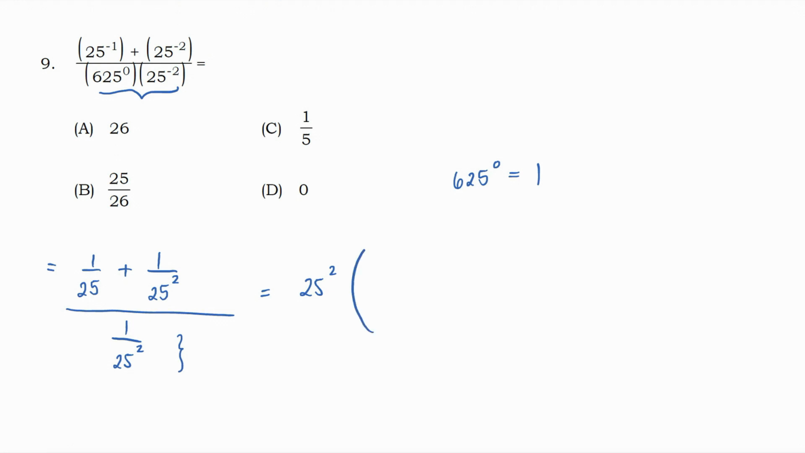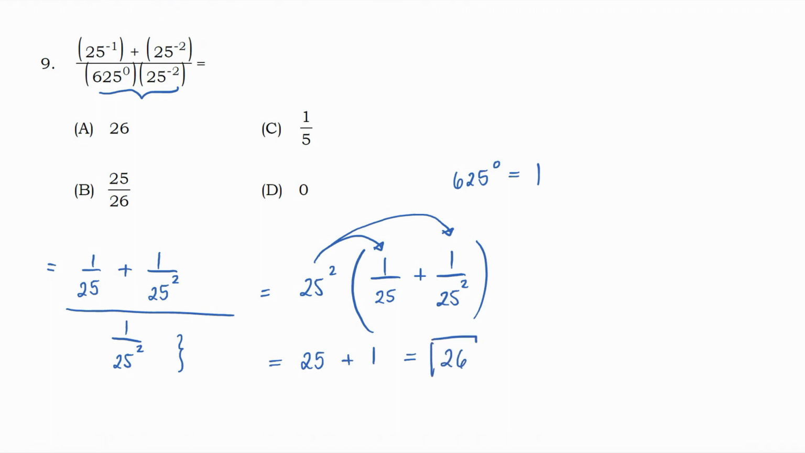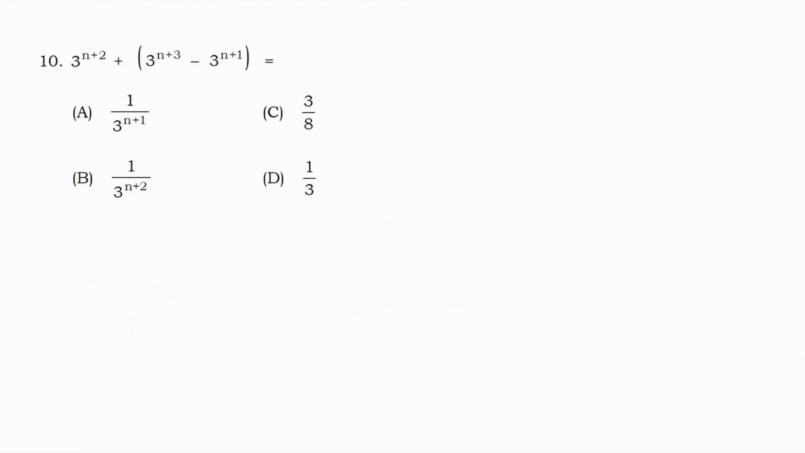And then, i-multiply mo sa numerator, 1 over 25 plus 1 over 25 squared. And then, i-distribute mo yung 25 squared. 25 squared times 1 over 25 is 25, kasi makakancel na yung 25. Then, 25 squared over 25 squared is also equal to 1. Diba? So, you will have an answer of 26. So, this one is the final answer. Letter A. Number 10, we're given this equation.